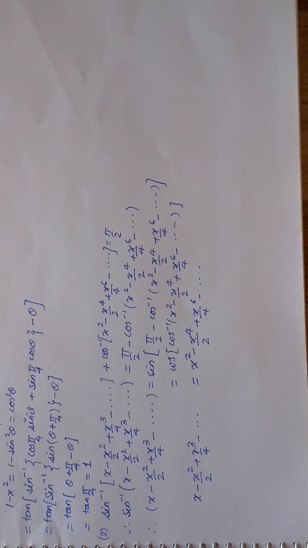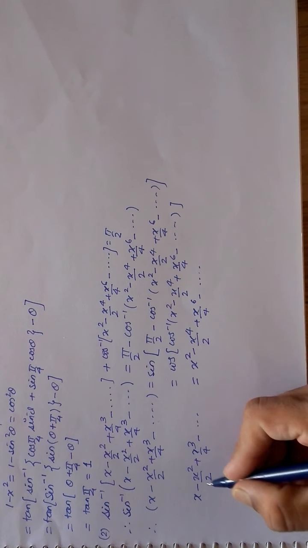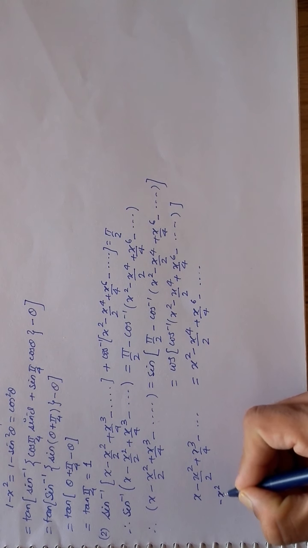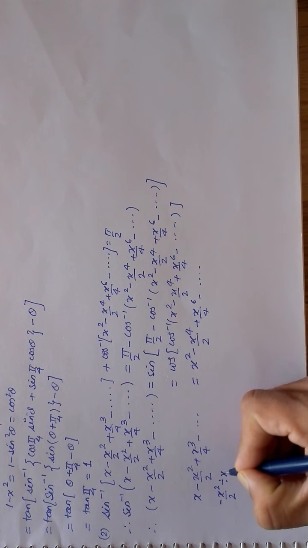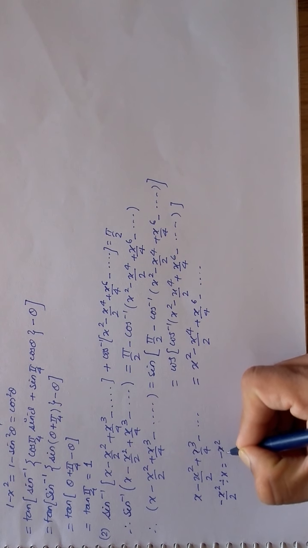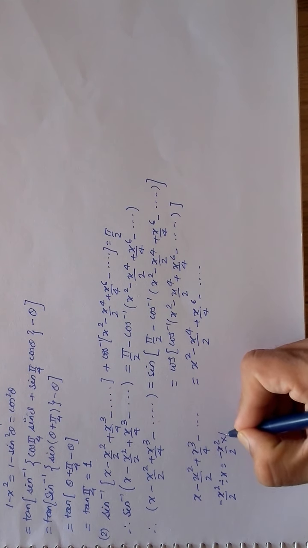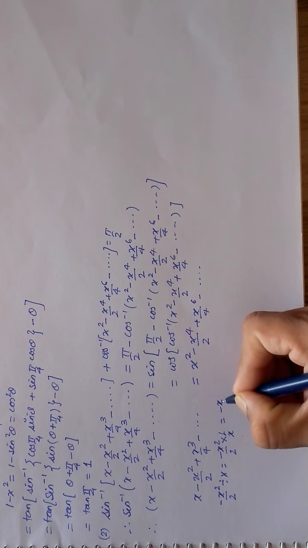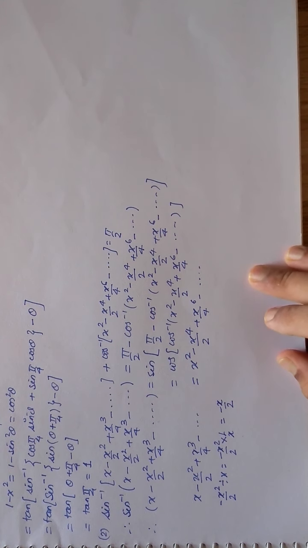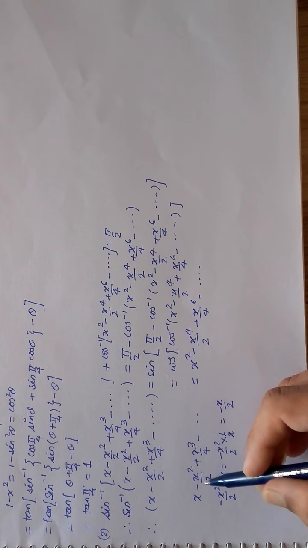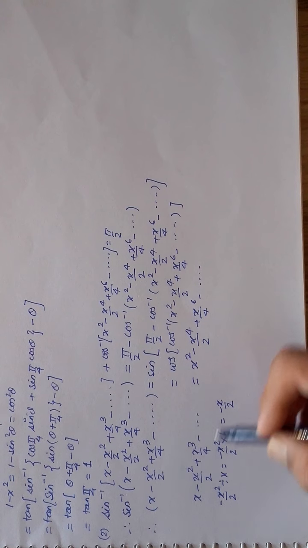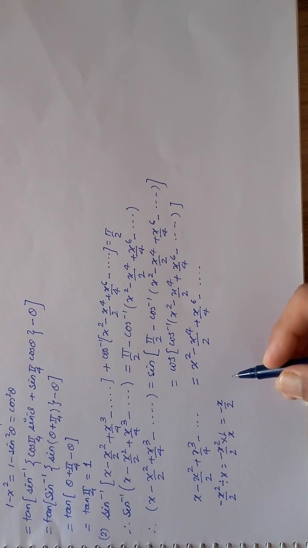Power raises, that means I think you can get a GP over here, supposedly. So it is any term upon the previous term. So here you will get minus x square by 2 divided by x, which is nothing but minus x square by 2 into 1 by x, which is minus x by 2. Now if I multiply minus x by 2 to this term, minus and minus becomes plus and it becomes x cube by 4. So this is your common ratio for the first one.